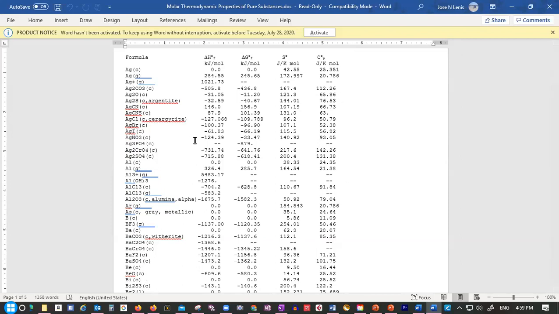For instance, let's say in your reaction you are working with silver. Look, here you find 3 forms of silver. Silver C, that stands for crystal, that means solid. Silver gas, that's atomic gas. And silver plus ion, Ag plus gas. So your values will change depending on the state of your substance.